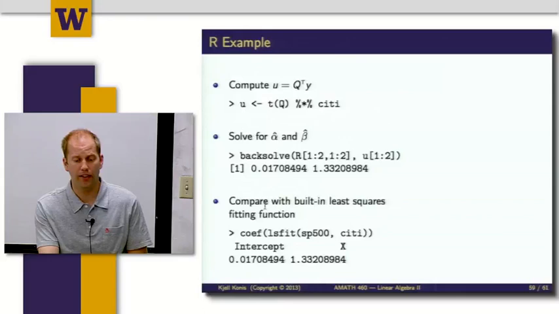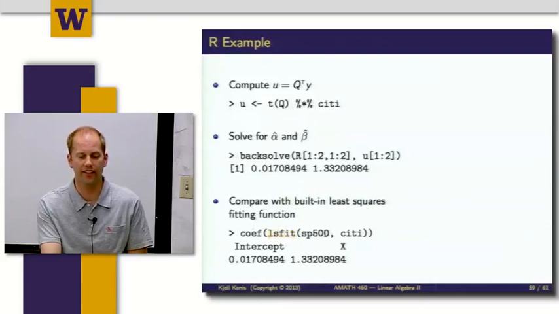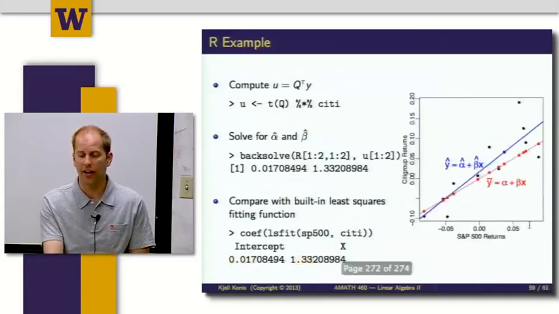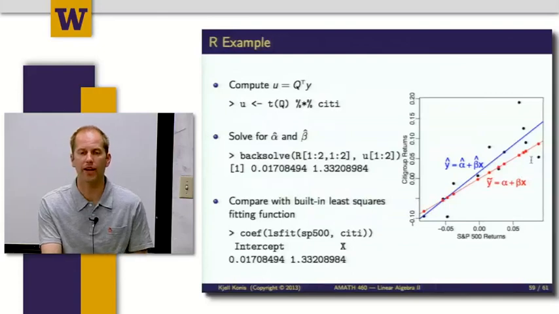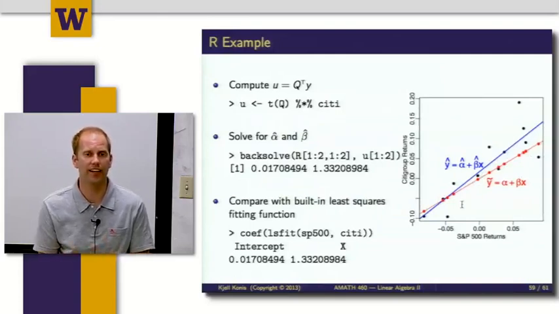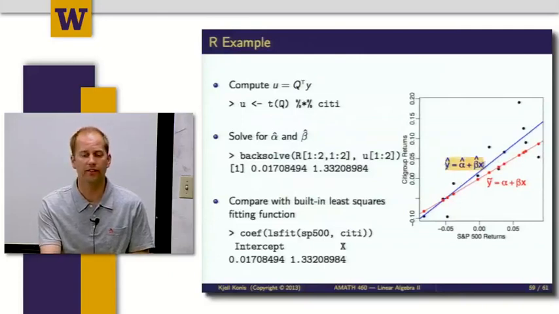And then I'm just going to compare that with the built-in least squares fitting function. There's a function called lsfit, and I can give it the x variable and the y variable. And note that it also gives me 0.017 for the alpha and 1.33 for the beta. And this is the fit we end up with. The red line was my initial guess. It just goes through the origin and has slope 1, so it's sort of saying that the market and the asset behave similarly. And the blue line is the least squares fit for the Citigroup returns on the market returns.